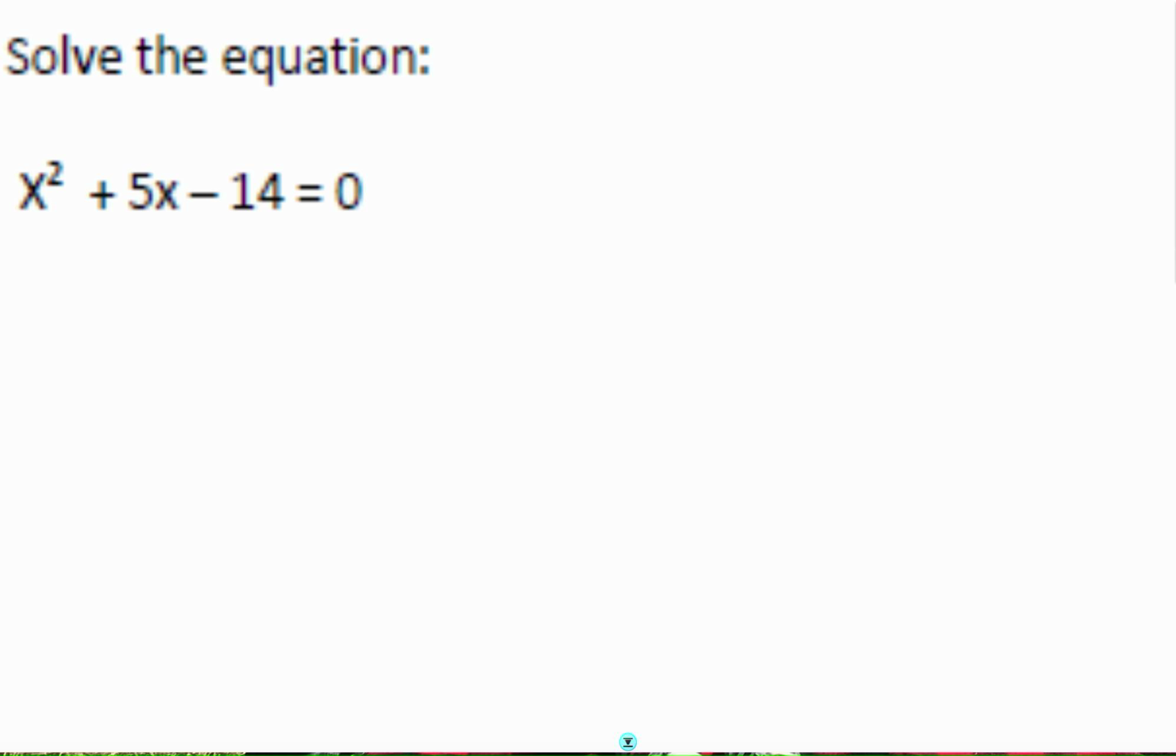Okay, just a couple more examples here. So here, if I solve this one by factoring, notice it's already equal to 0, so that's good. If it's not already equal to 0, you need to make it equal to 0. I need to first check to see if all three of those terms have a common factor. They do not.